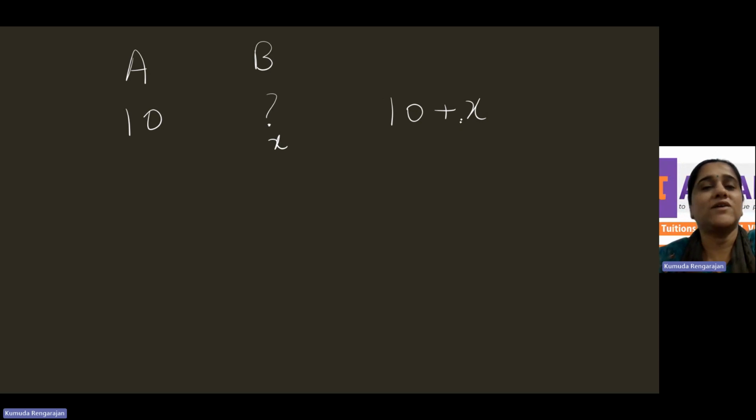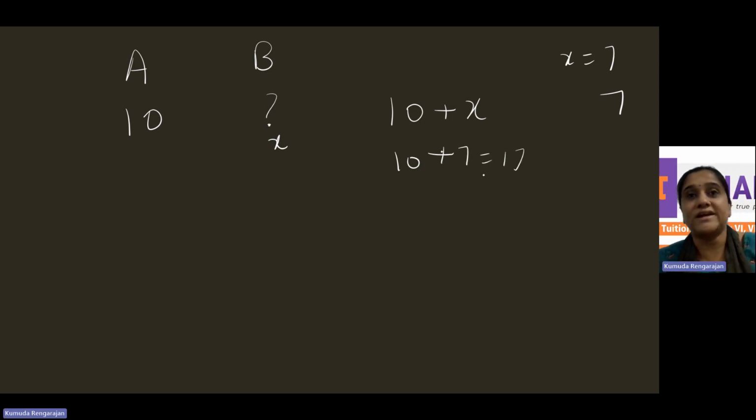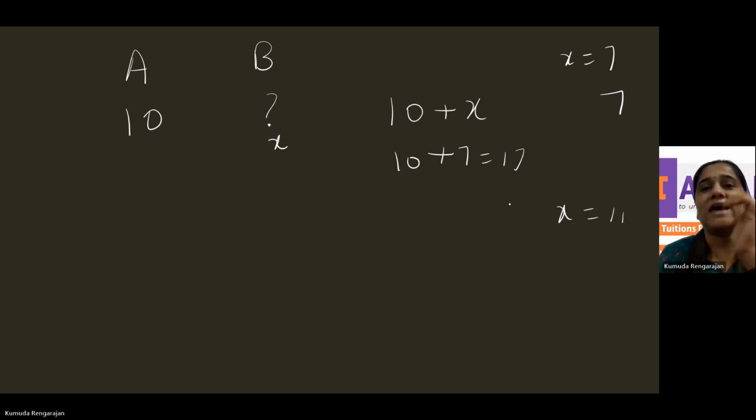Now, supposing later we find out that B has 7 toys. So it will be 10, x is 7, because later we find out that B has 7 toys. So that means x is 7. So 10 plus 7, 17. So x can take 7. But supposing we find out that B has 11 toys. That means x can take 11 also. That's why we call x a variable. x is a variable because x can take 7, x can take 11, x can take any number. That's why we call it a variable.